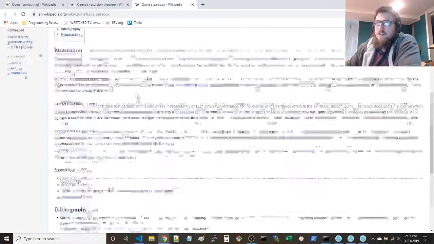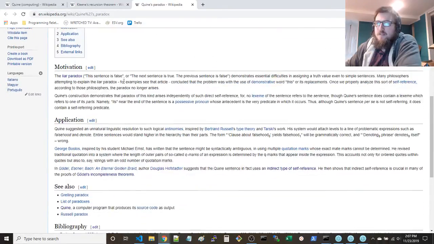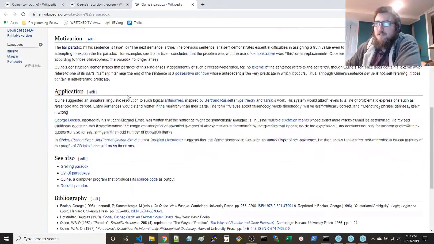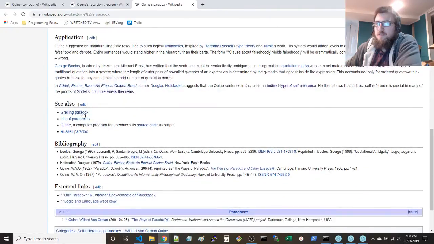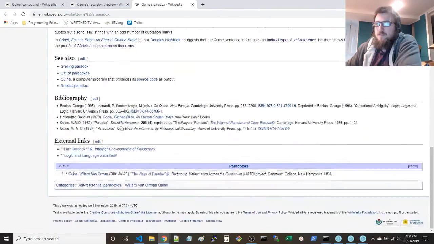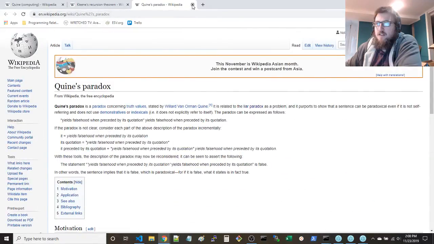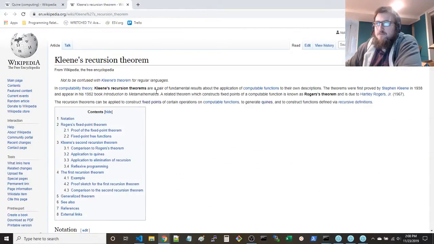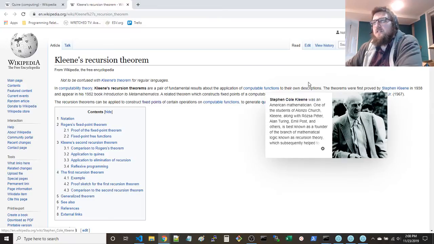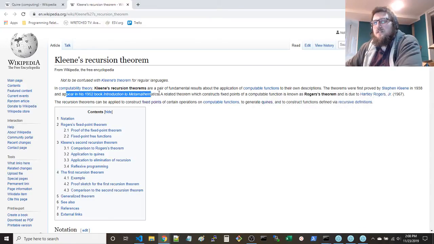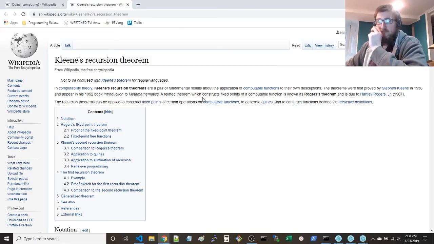Okay. Right. So we got the liar's paradox, Quine's paradox, logical antinomies. Got it. Kleene's recursion theorem. Fundamental results. Application of computable functions to their own descriptions. The theorems were first proved by Kleene in 1938. Metamathematics. Excuse me.